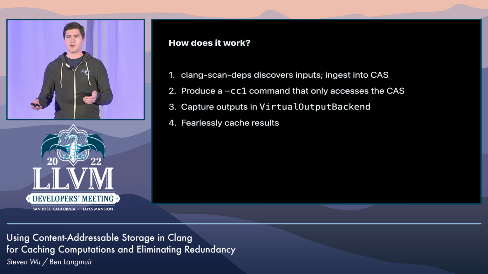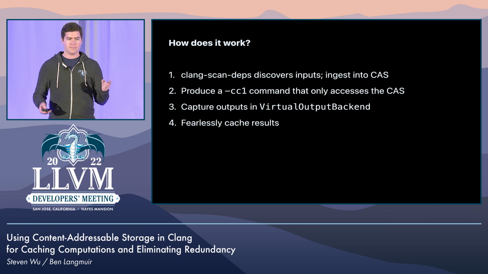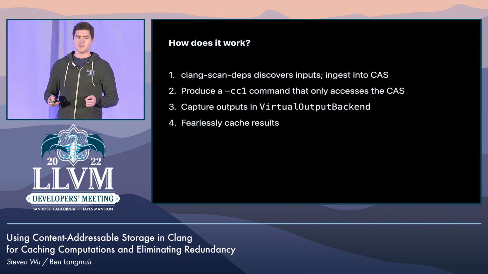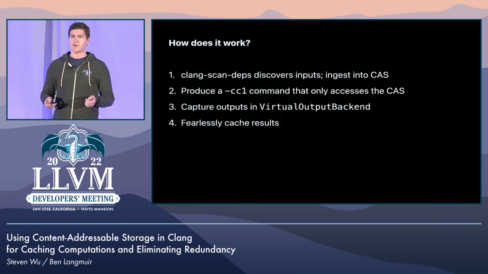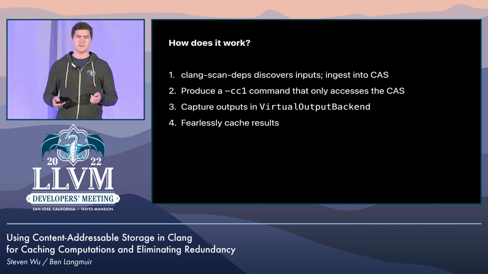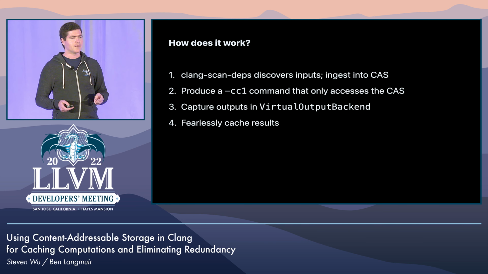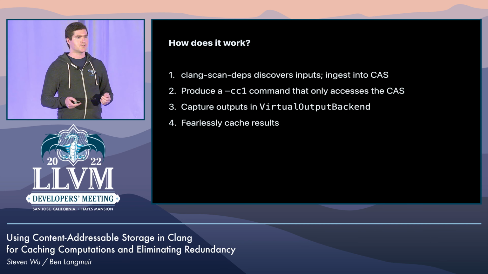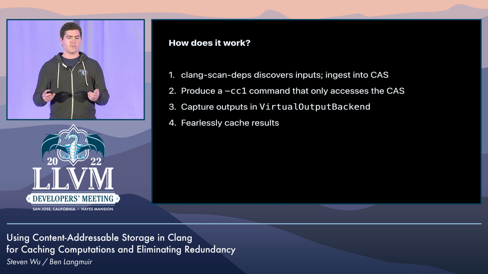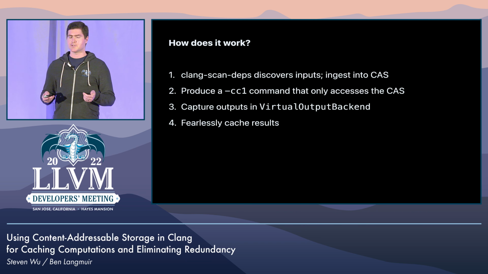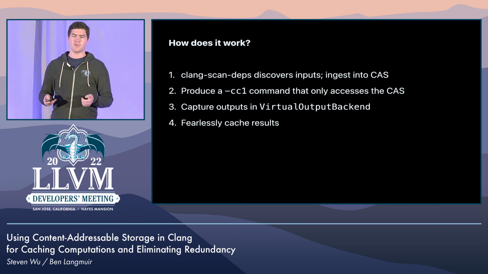So how does this all work under the hood? Well, first, Clang scandeps is being used to discover the inputs of the compilation, and we're ingesting those into the cache. Second, we're producing a new CC1 Clang invocation that's only going to have access to the cache. Finally, we capture the outputs, and at this point, we can fearlessly cache the results because we now have immutable inputs and immutable outputs.